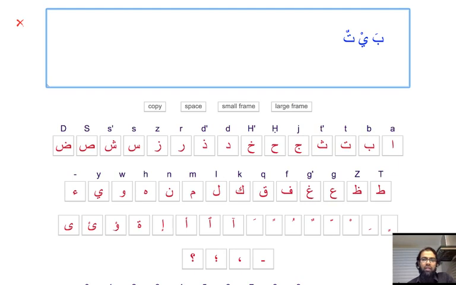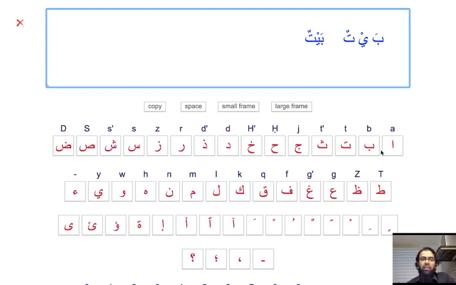However, when we write this word, all the letters are actually joined together, so it will be like this. So ba will be joined with the ya, and the ya will be joined with the ta. So this is how a word is actually written in Arabic. The letters are joined to each other, and this is what we will be looking at in the coming videos. We'll be looking at, for each letter, how they are joined, how they are connected to form words.